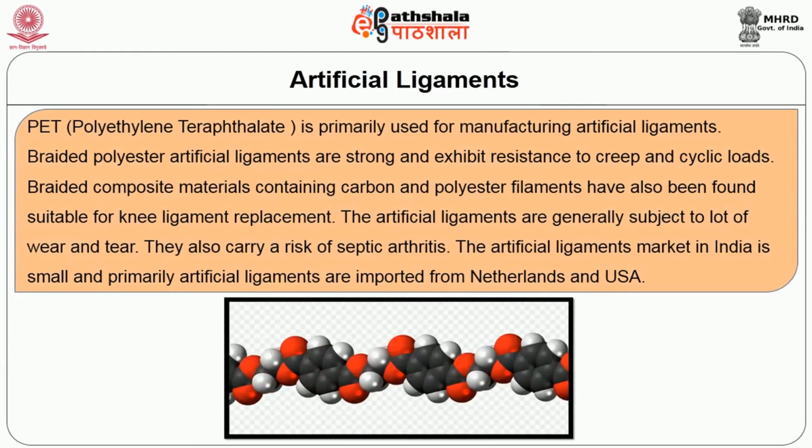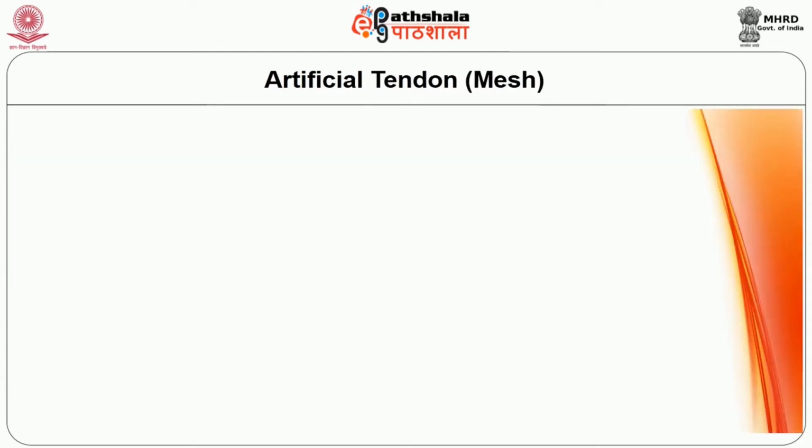PET is primarily used for manufacturing artificial ligament. Braided polyester artificial ligaments are strong and exhibit resistance to creep and cyclic loading. Braided composite materials containing carbon and polyester filaments have also been found suitable for ligament replacement. The artificial ligaments are generally subject to a lot of wear and tear. They also carry a risk of septic arthritis. The artificial ligament market in India is small, and artificial ligaments are primarily imported from the Netherlands and USA.